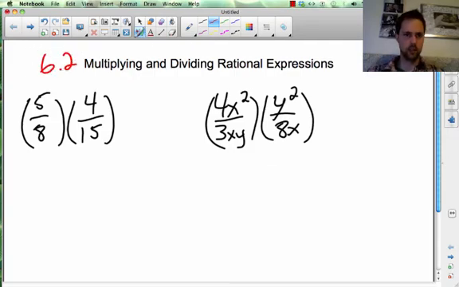Today we will be studying multiplying and dividing rational expressions. So I've got a couple things set up. First we're going to try multiplying. Now multiplying is simple. You can go straight across the top and straight across the bottom.